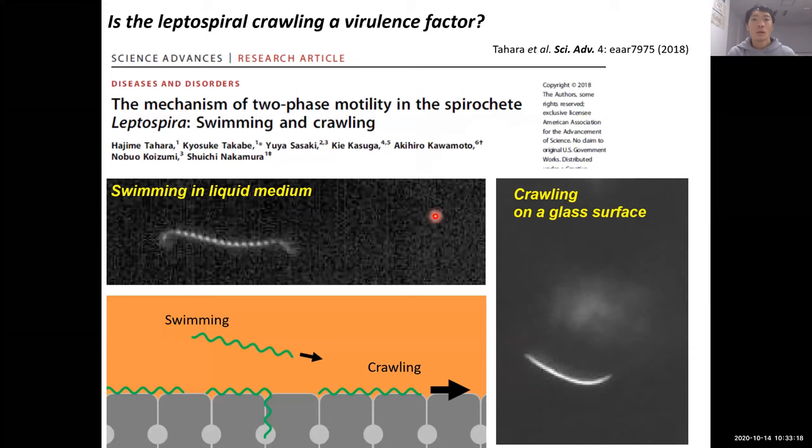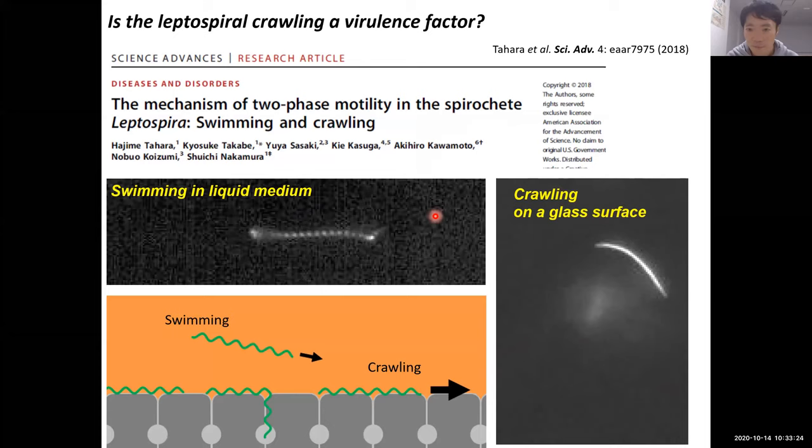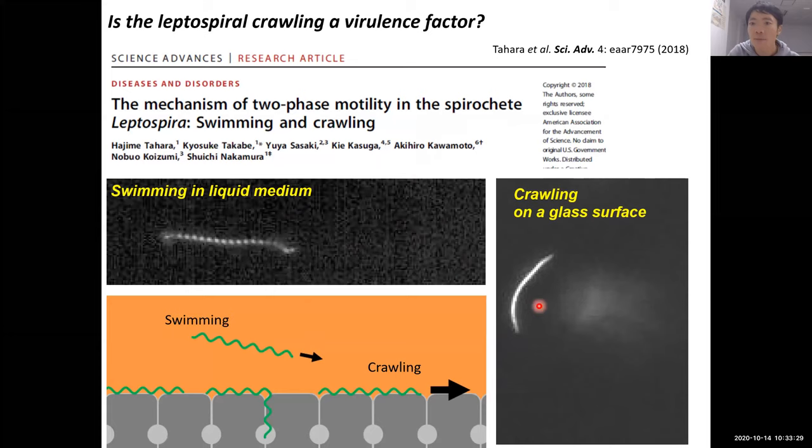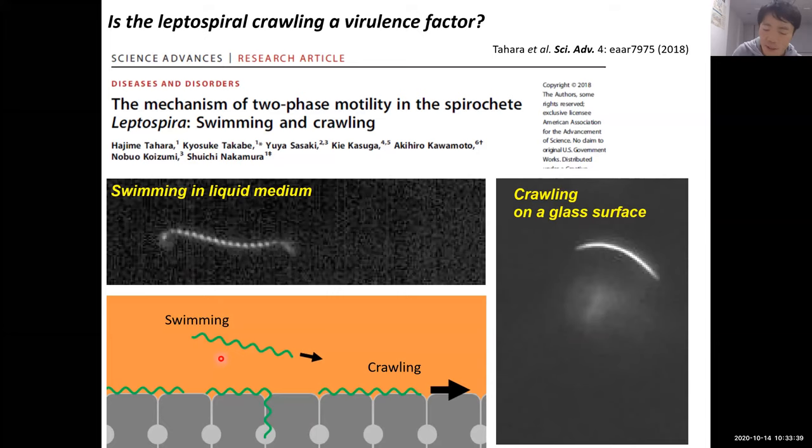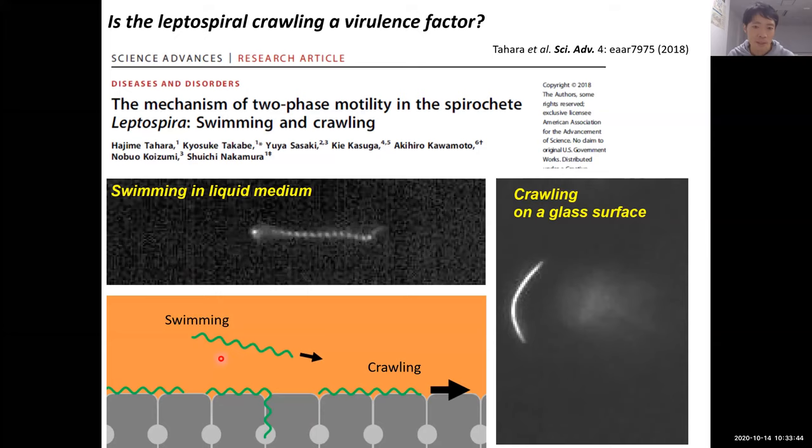So we think this crawling is very important for infection. This is swimming in liquid media. This is crawling on a glass surface. Swimming is probably important before touching the tissue surface. However, after adhering to the tissue surface, crawling is required. If they just attach to the surface, they cannot penetrate between cells, right? Hepatocytes and so on. So crawling is required to break into the host tissue.